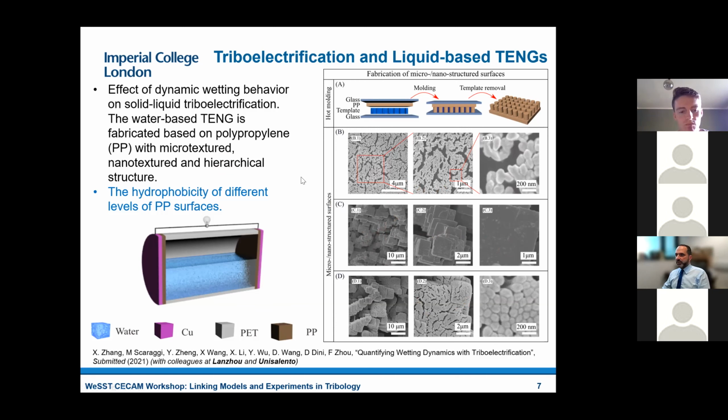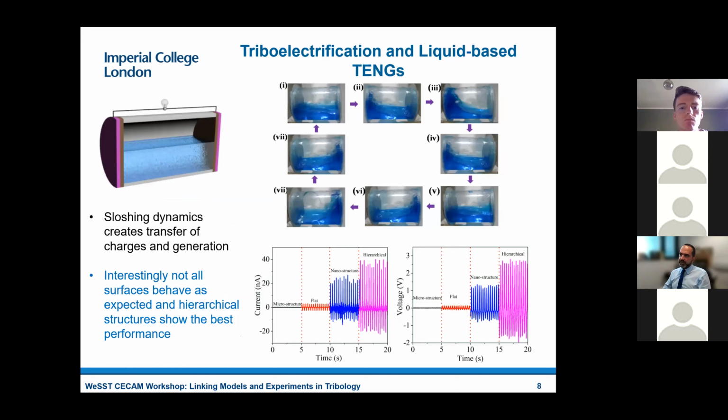And what they did, they started looking at the effect of surface on this. So it's well known in the literature that in these systems, if you have a super hydrophobic surface, you improve the efficiency of the systems. But what they went and did, they started trying different surfaces. And the idea was that as you look at the sloshing, as you see in these pictures here, the different surfaces tend to generate some current, and you can have some voltage associated to it.